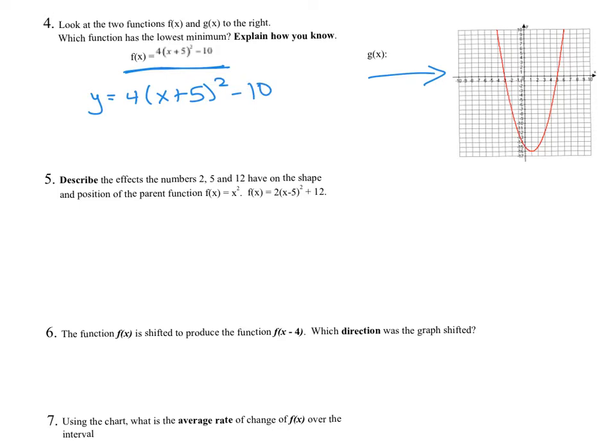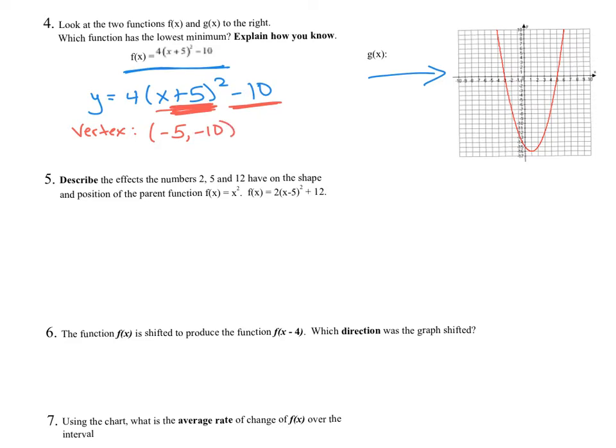Well, can we find the vertex? Because remember, max or min is going to be our vertex. So it's in vertex form, so we can actually know what the vertex is. The 5 is in the bubble, so we're only looking at this 5, and it's going to be opposite, so it's going to be negative 5. And then outside the bubble is our y, and it stays the same. So negative 5, negative 10.